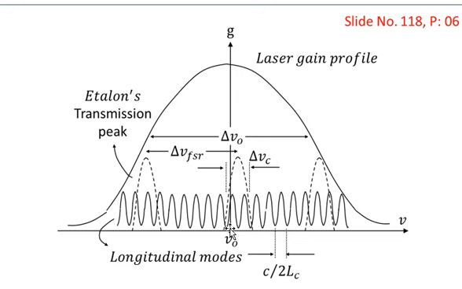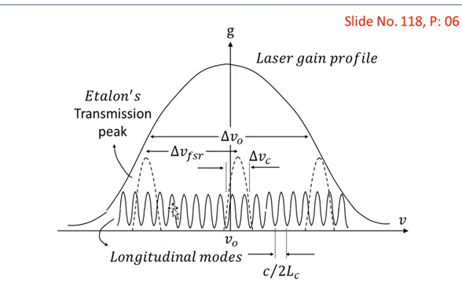Some of them lie on the right hand side and some on the left hand side, but both lie symmetrically to each other, and delta nu will be the separation between two consecutive longitudinal modes. So this laser gain profile is made up of many longitudinal modes, and I have not shown those modes over here. And you know that this delta nu naught is the width of this laser gain profile at half maxima.